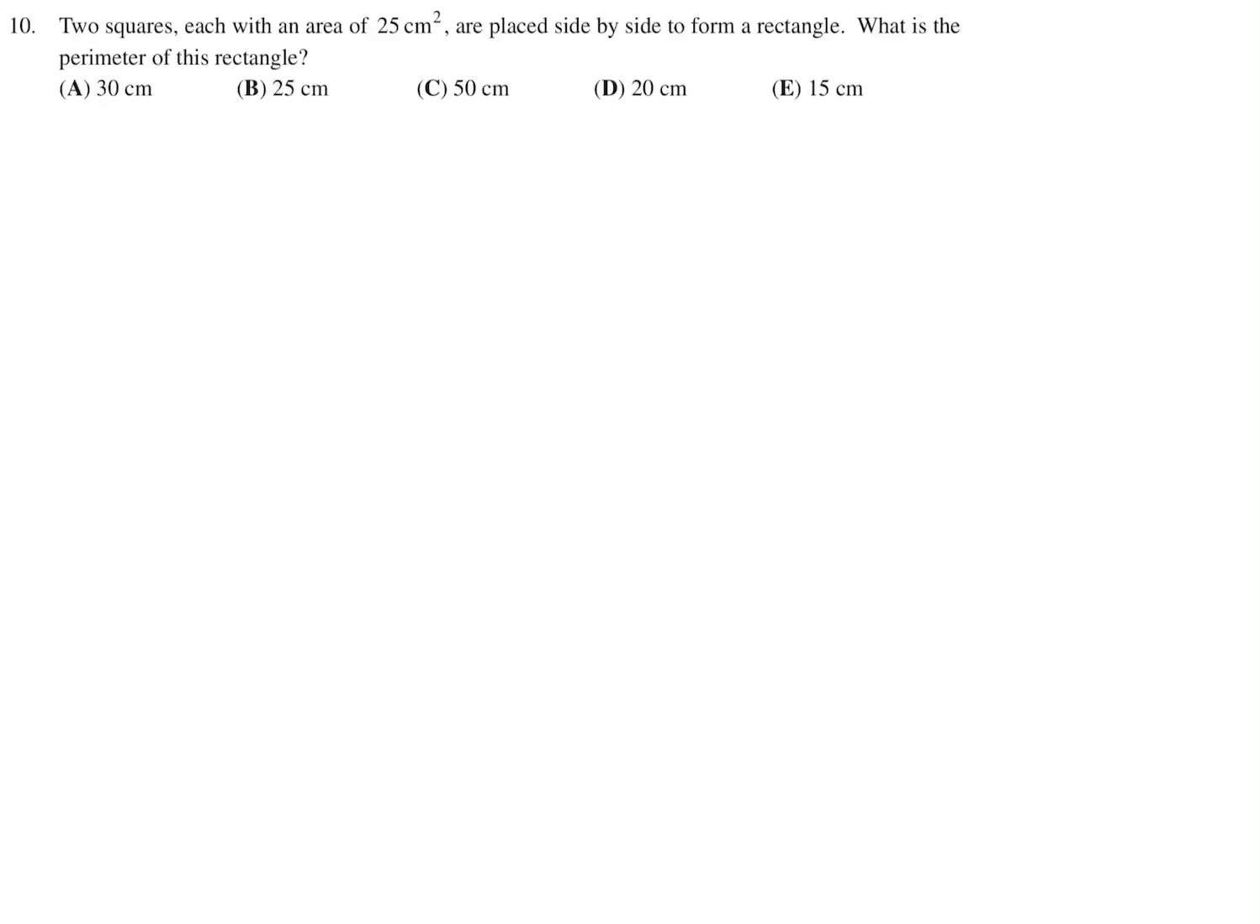2 squares, each with an area of 25 centimeters squared, are placed side by side to form a rectangle. What is the perimeter of this rectangle? So you have one square here, and you've got another square like that, and they're placed side by side. And that, of course, forms a rectangle.